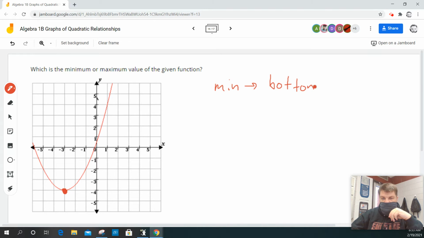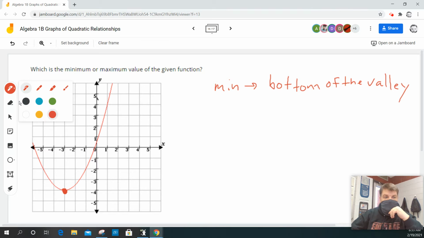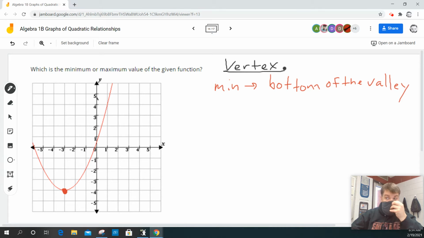of the valley. And these are always going to occur at the vertex for quadratic. Well, yeah, let's just stay focused on that.